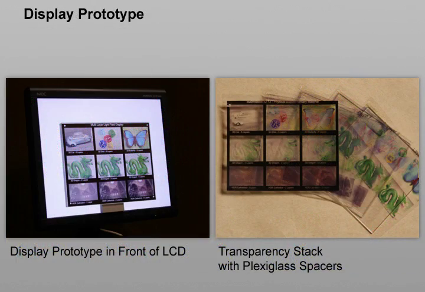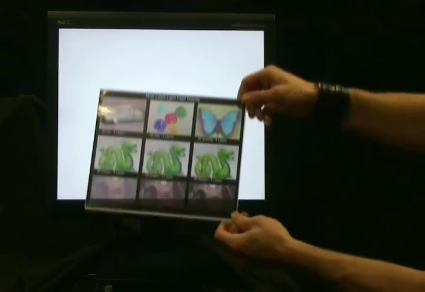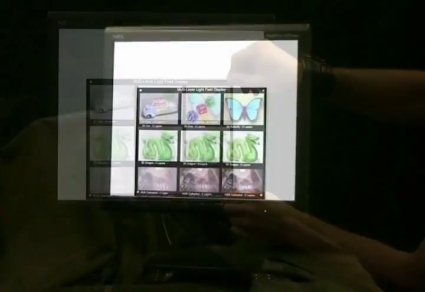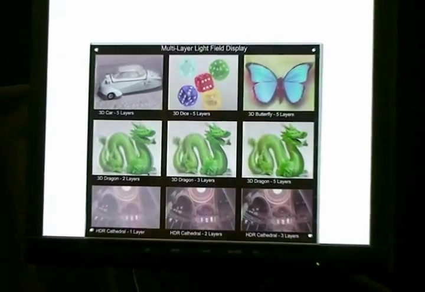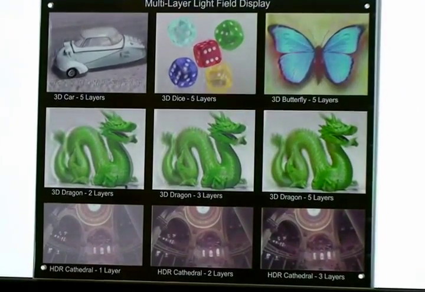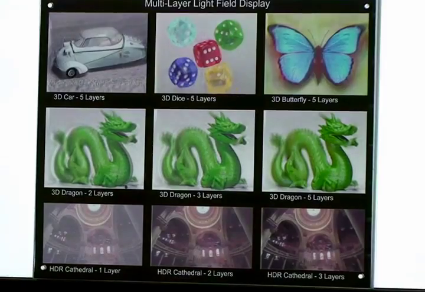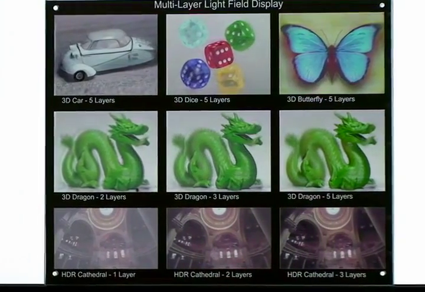To verify our theory, we have built a display prototype that consists of a transparency stack with clear acrylic spacers in between the individual layers. The prototype shows a variety of 2D and 3D example scenes. Unlike other volumetric displays, our approach enables the display of objects outside the boundary of the physical device.